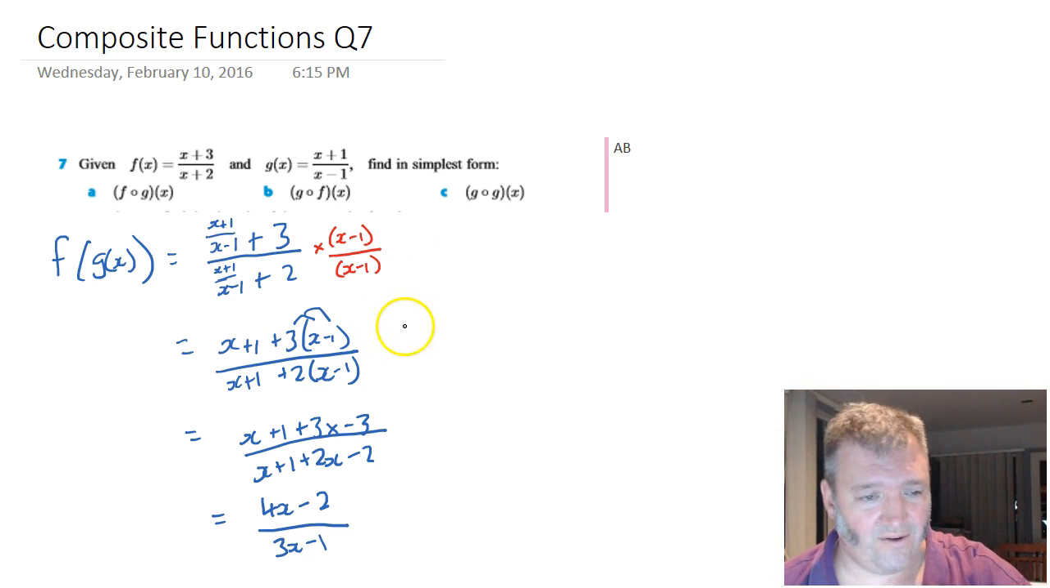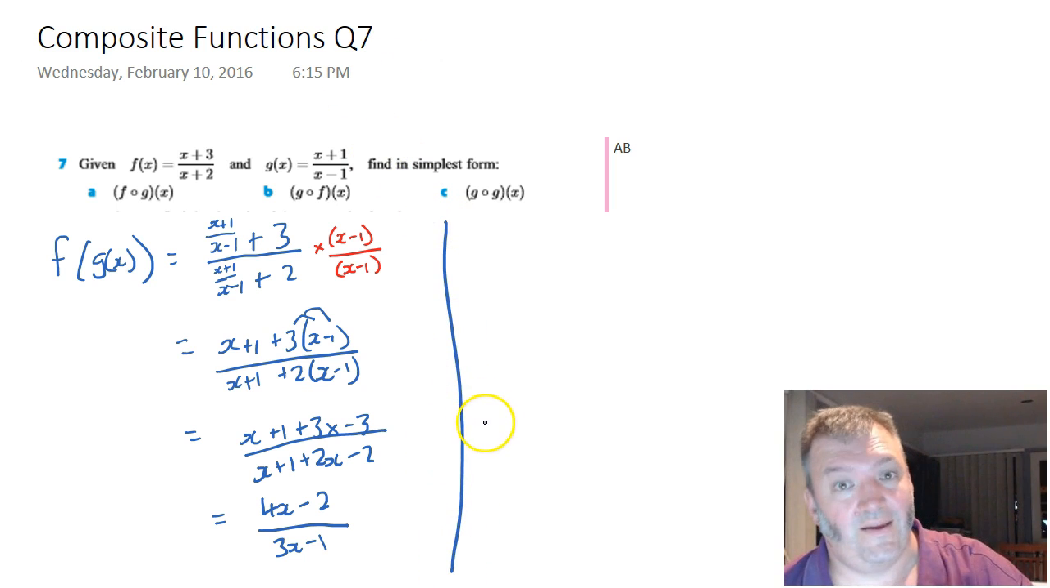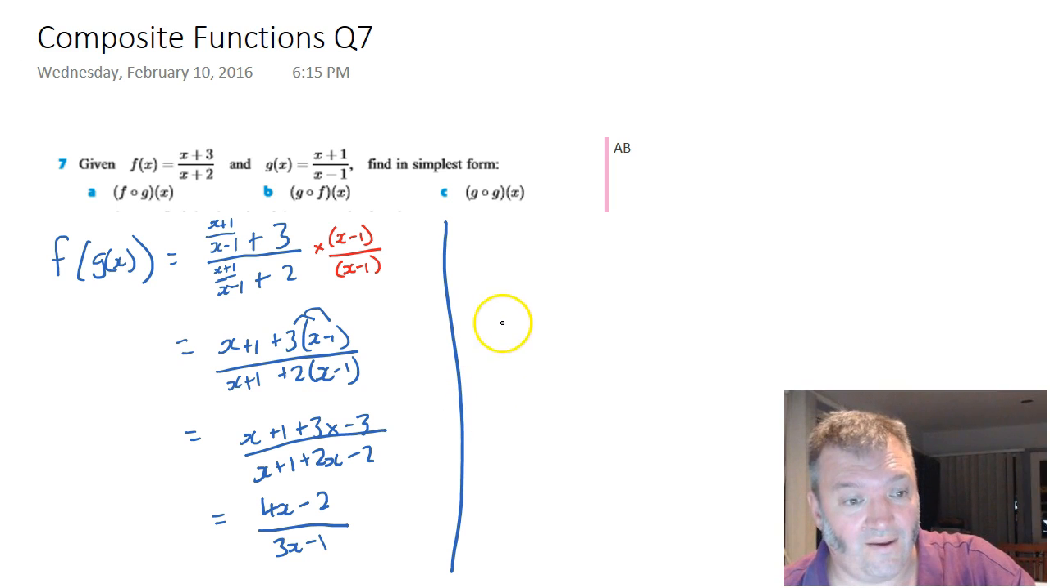g of g of x, always a little bit tricky the first time we do these, so don't be too disheartened if you had trouble. I just needed to do that to find roughly where my pen was. There you go. I can see the cursor now. Sometimes I lose track of where it is. Here we go, g of g of x.